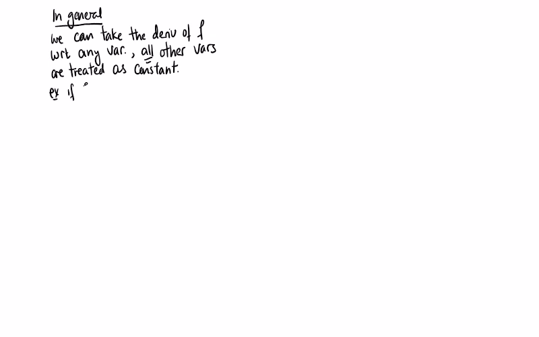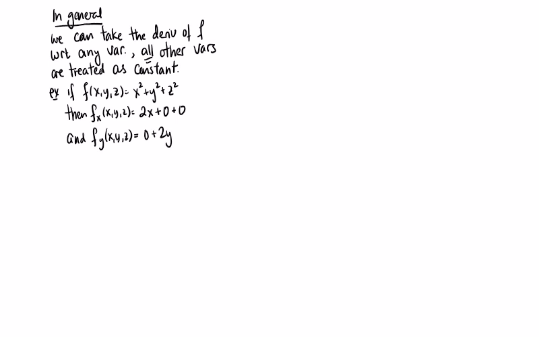So if f of x, y, z is x squared plus y squared plus z squared, and if we take f sub x, we get 2x plus 0 plus 0. We don't need the plus zeros, of course, but it can help. Now, of course, we could also do f sub y of x, y, z. In this case, x and z are considered constants. So we have 0 plus 2y plus 0. And we can also do f sub z of x, y, z. We get 0 plus 0 plus 2z, because z is the only variable now.